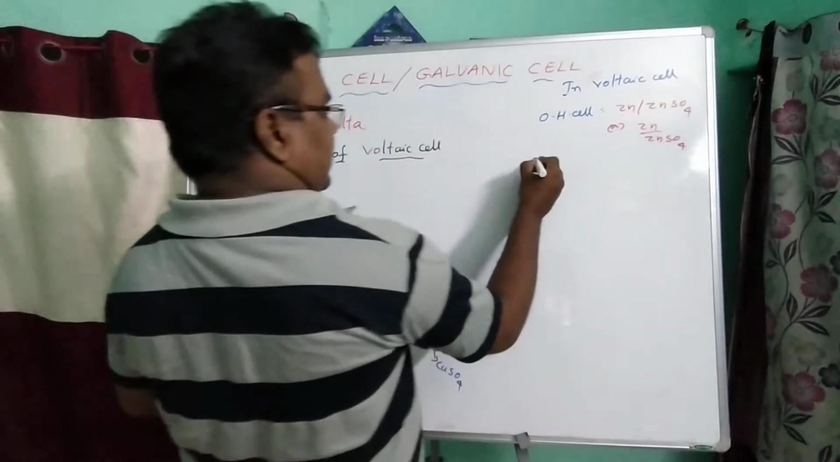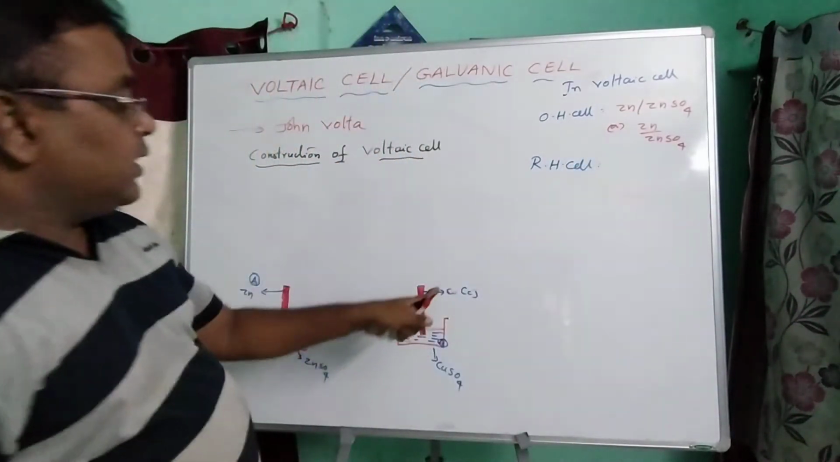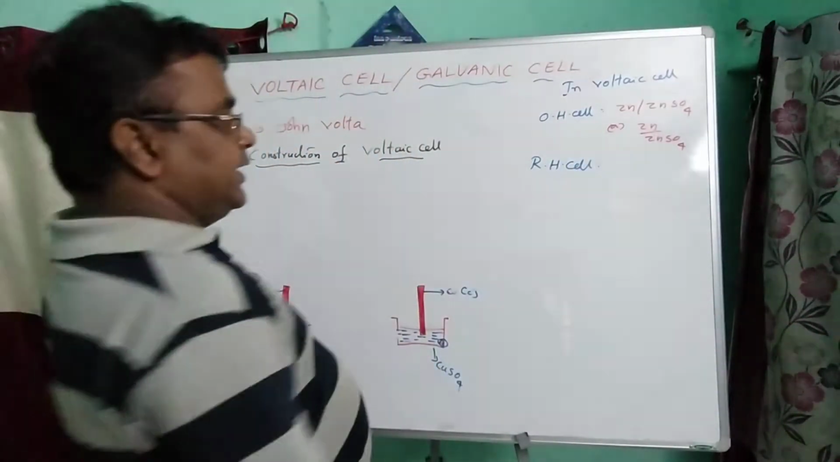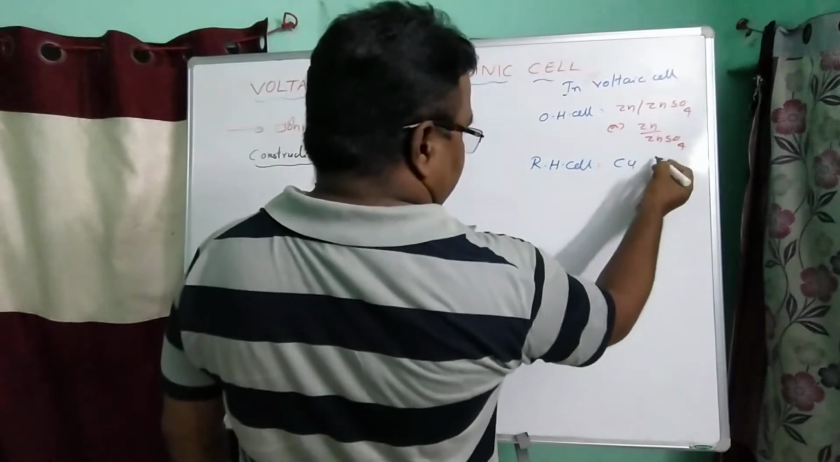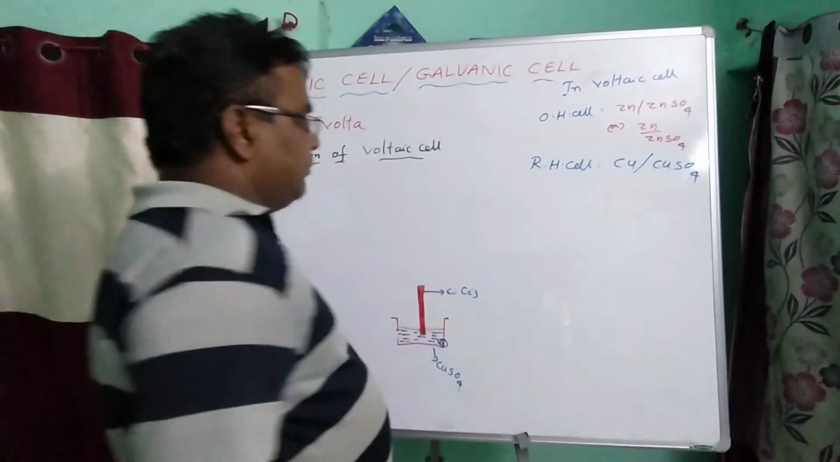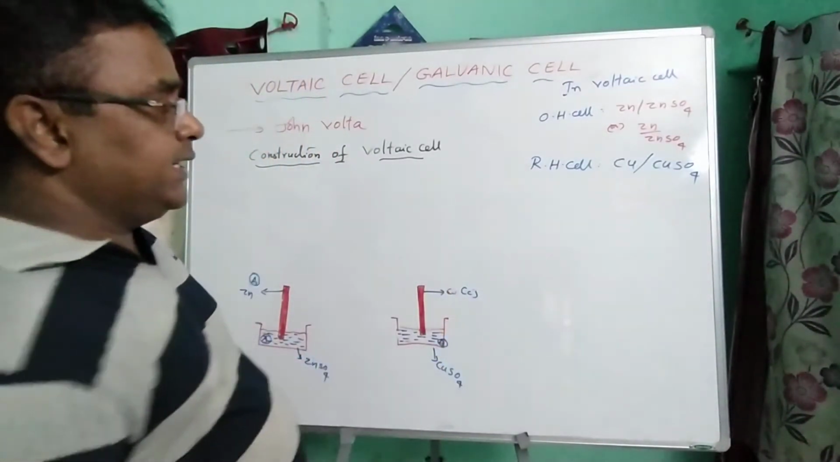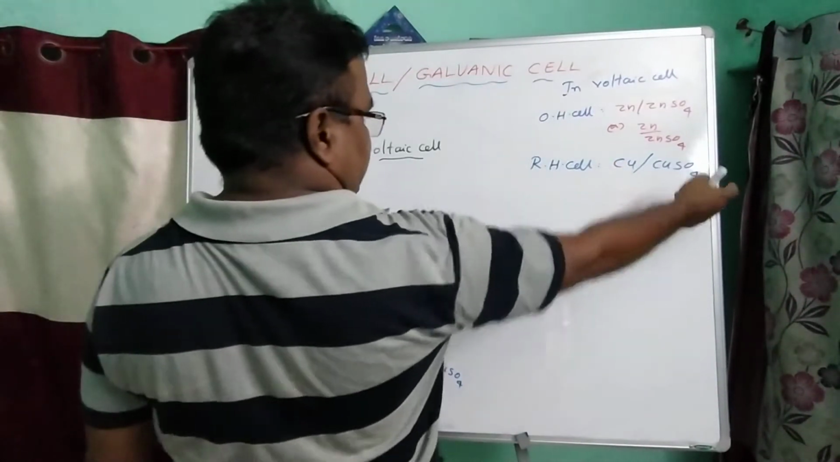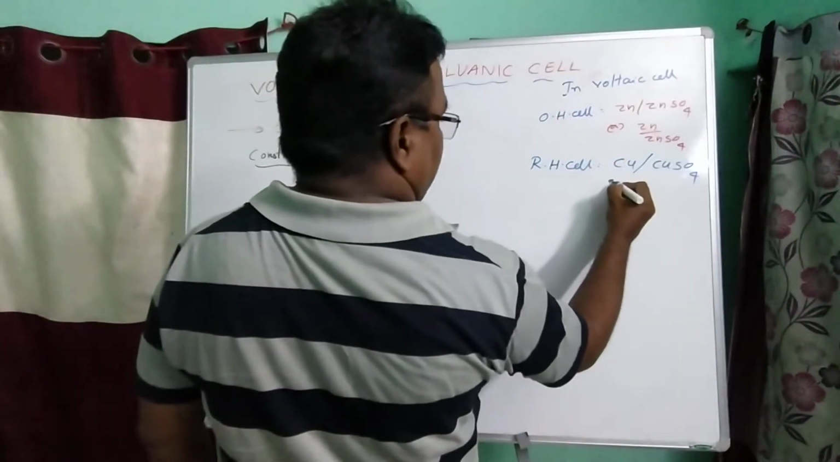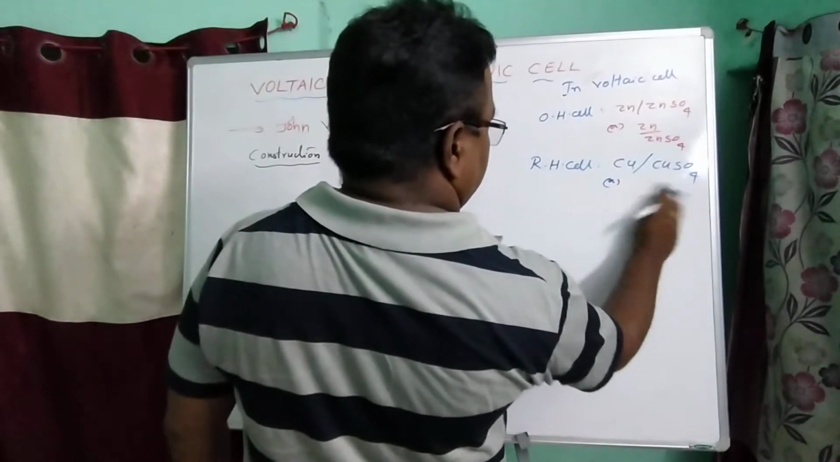The reduction half cell in the voltaic cell is a copper rod dipped in copper sulfate. It is written as Cu bar CuSO4, or also written as Cu | CuSO4.